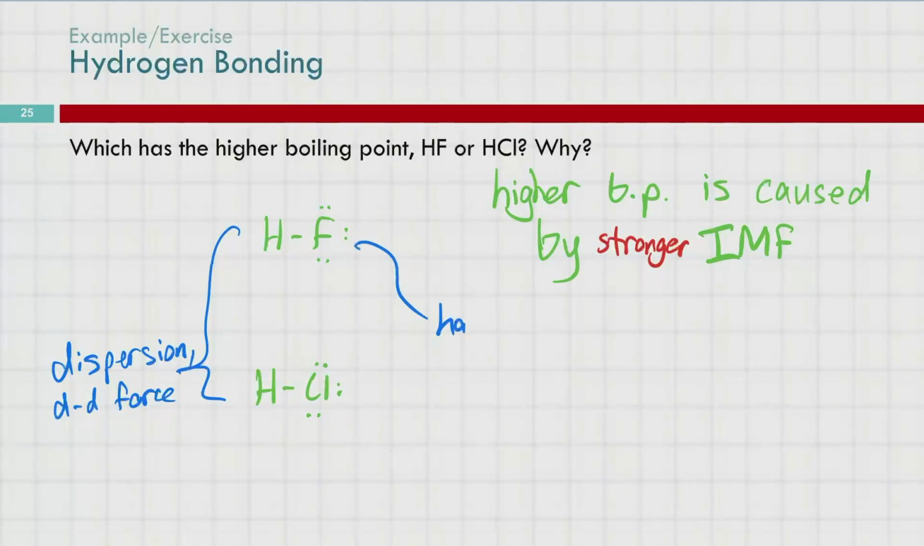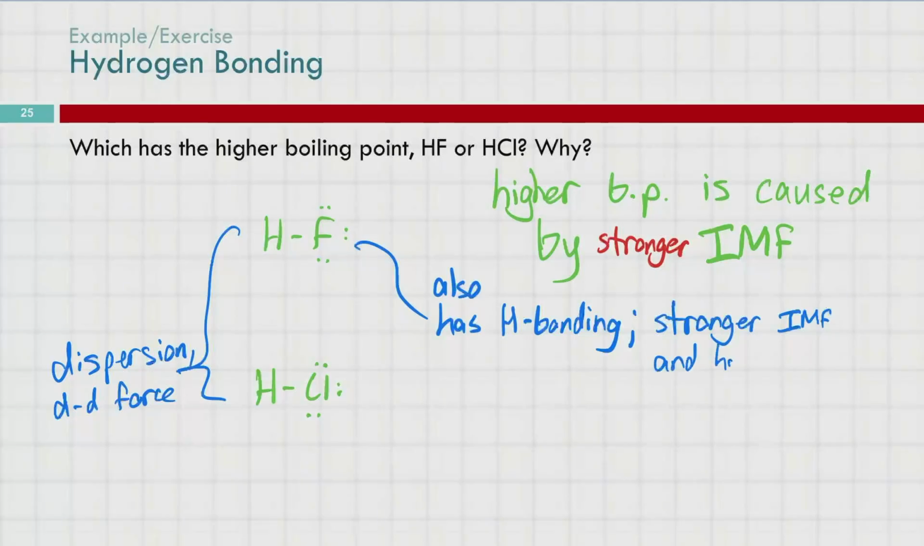HF also has hydrogen bonding. Because it also has hydrogen bonding, despite it being the smaller molecule, it has stronger intermolecular forces. It has a higher boiling point. Questions about that?